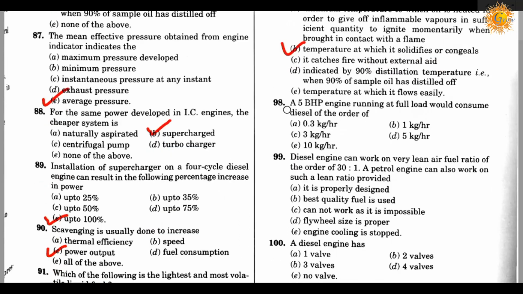Question number 98. A 5 bhp, 5 brake horsepower engine running at full load would consume diesel of the order of option A, 0.3 kg per hour, option B, 1 kg per hour, option C, 3 kg per hour, option D, 5 kg per hour, option E, 10 kg per hour. So the correct answer is B. It will be 1 kg per hour.